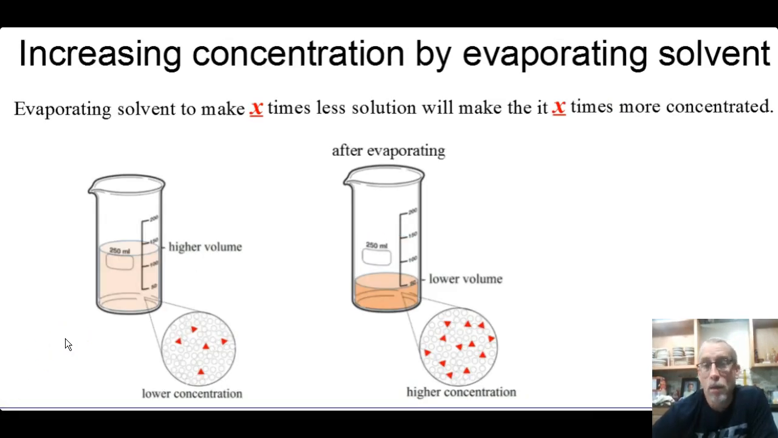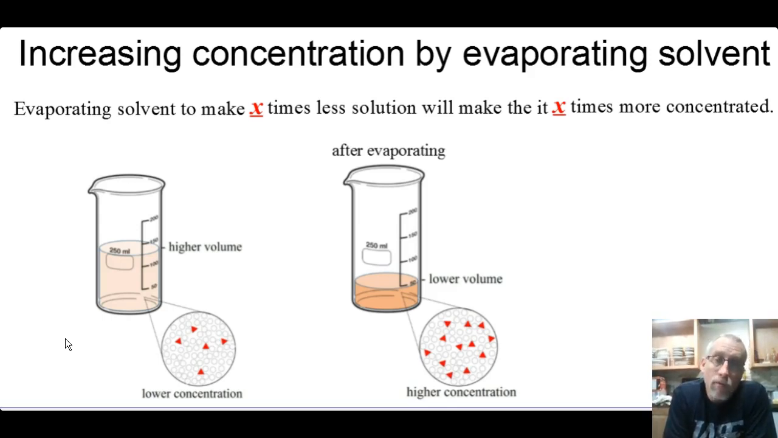We can accomplish something similar, but in reverse. We could actually increase the concentration by doing the opposite. Instead of adding solvent, if the solvent is able to evaporate, we call that a volatile solvent, then however much less solution we will have that many times more concentration. So if we kind of go in reverse here and we let some of the water evaporate from our solution, if we evaporate it so our solution is 2.5 times less volume, it will be 2.5 times more concentrated.